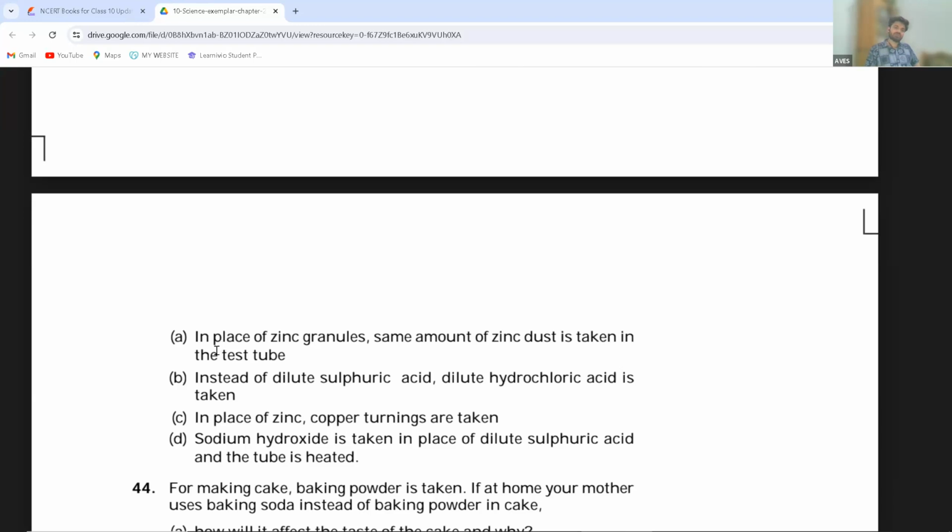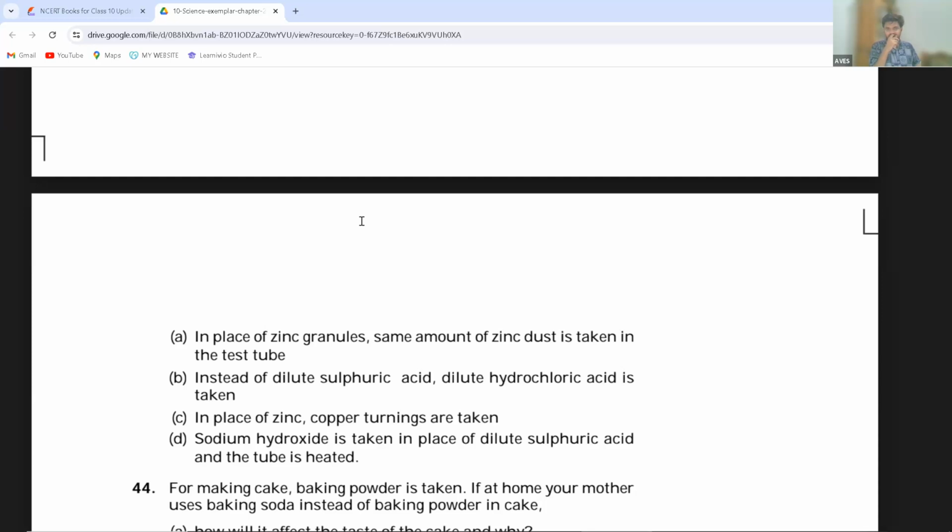So what is going to happen? Tell me. For example, if you have zinc granules added, and instead of zinc granules you have zinc powder, zinc dust, so what would happen?